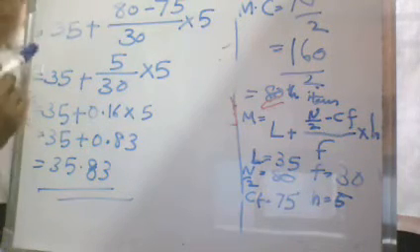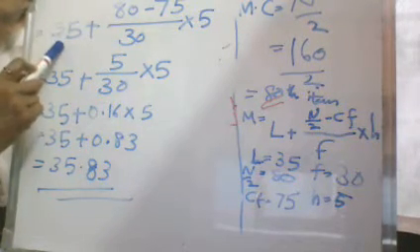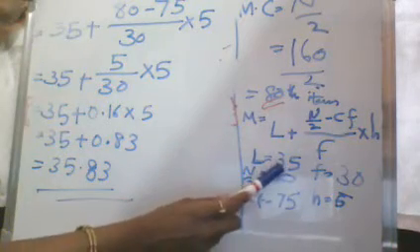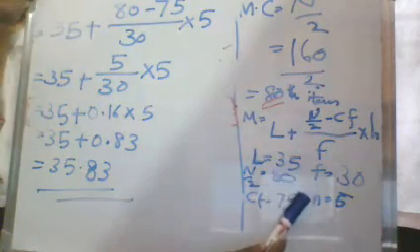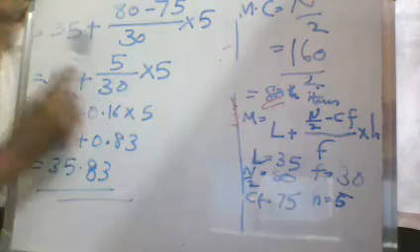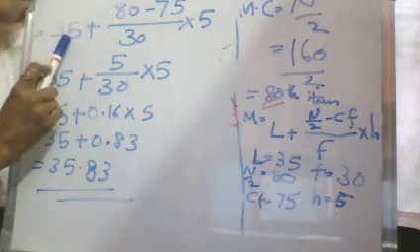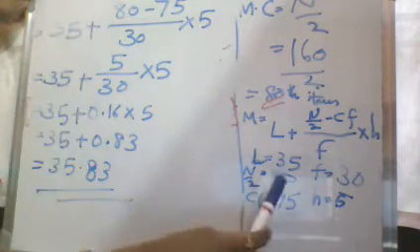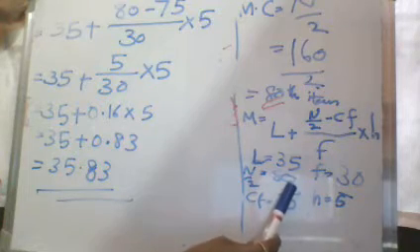Then we can apply the values. We know the lower limit. What is the lower limit? L equal to 35. Lower limit equal to 35. We can give 35 here. 35 plus next one, n by 2, is 80.